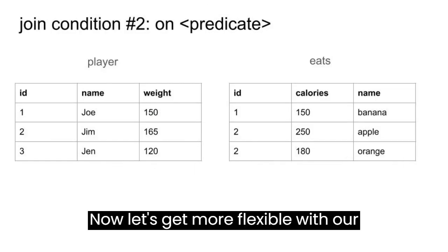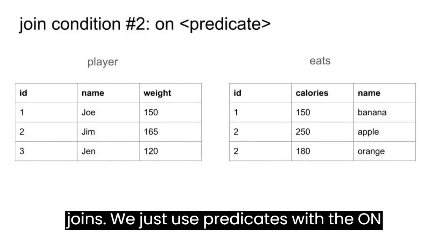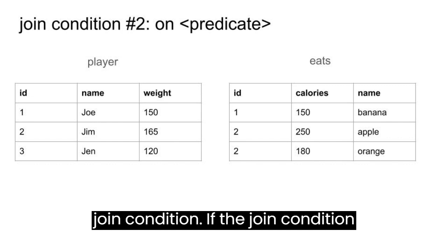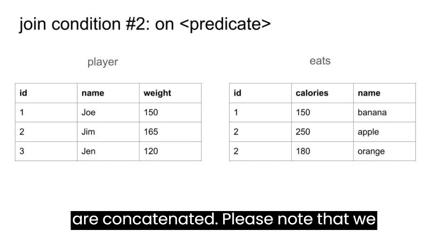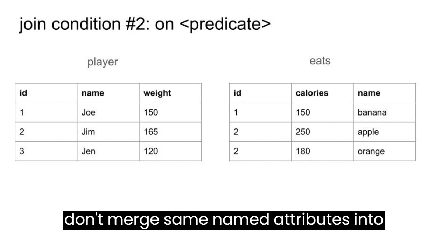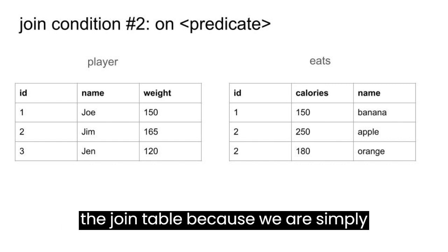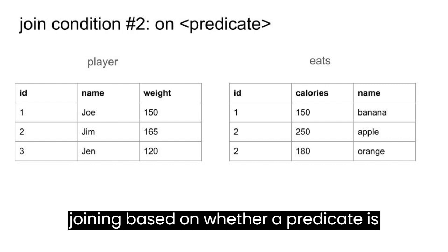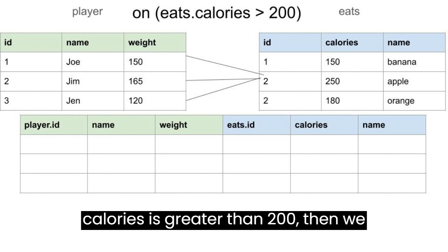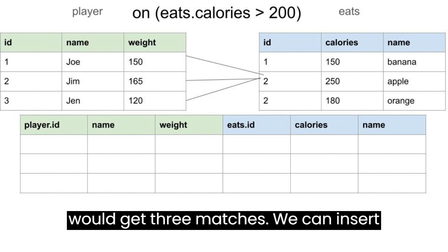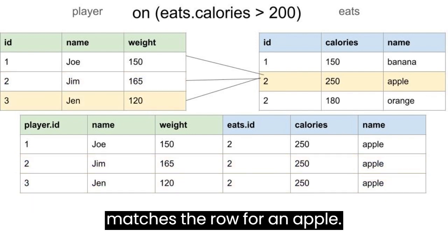Now, let's get more flexible with our joins. We just use predicates with the ON join condition. If the join condition predicate is true, then the matching rows are concatenated. Please note that we don't merge same-named attributes into the join table, because we are simply joining based on whether a predicate is true or false. If we did a predicate for calories is greater than 200, then we would get 3 matches. We can insert each match in now, where each player matches the row for an apple.